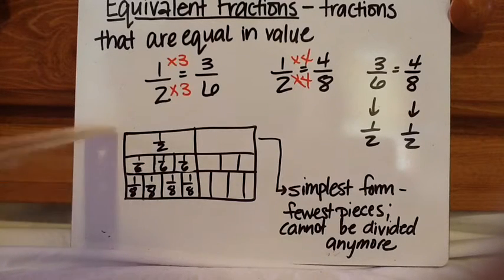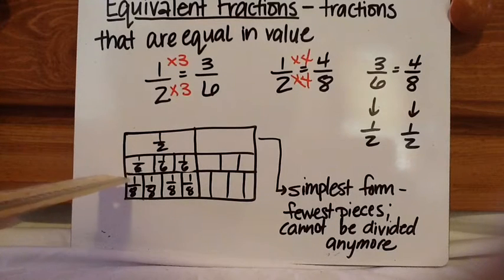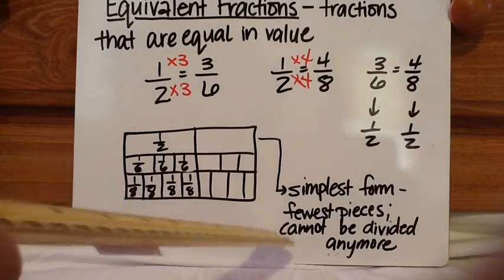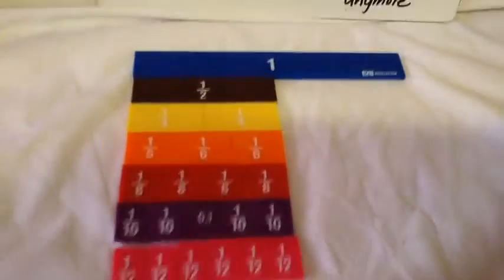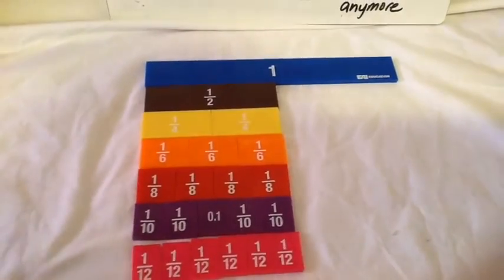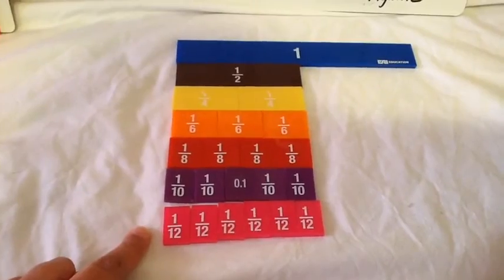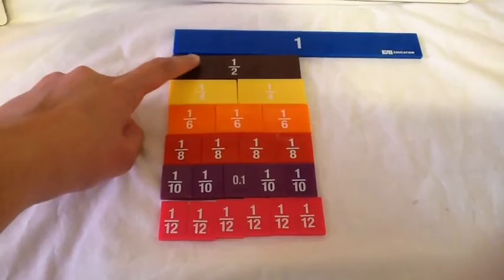From all of these, the simplest form is 1/2, because if you look, it's only two pieces, and one of those pieces is the half. So this one has 3 pieces, this one has 4 pieces. 1/2 is the simplest form because it's the fewest pieces. Here is another example using math manipulatives. As you can see, I have 1/2, 2/4, 3/6, 4/8, 5/10, and 6/12. Of all of these, 1/2 is simplest form because it's just one piece.